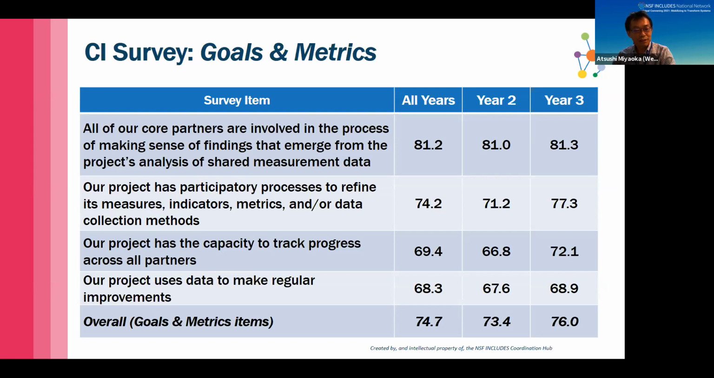And for "our project has the capacity to track progress across all partners," the score is 72.1 compared to 66.8.